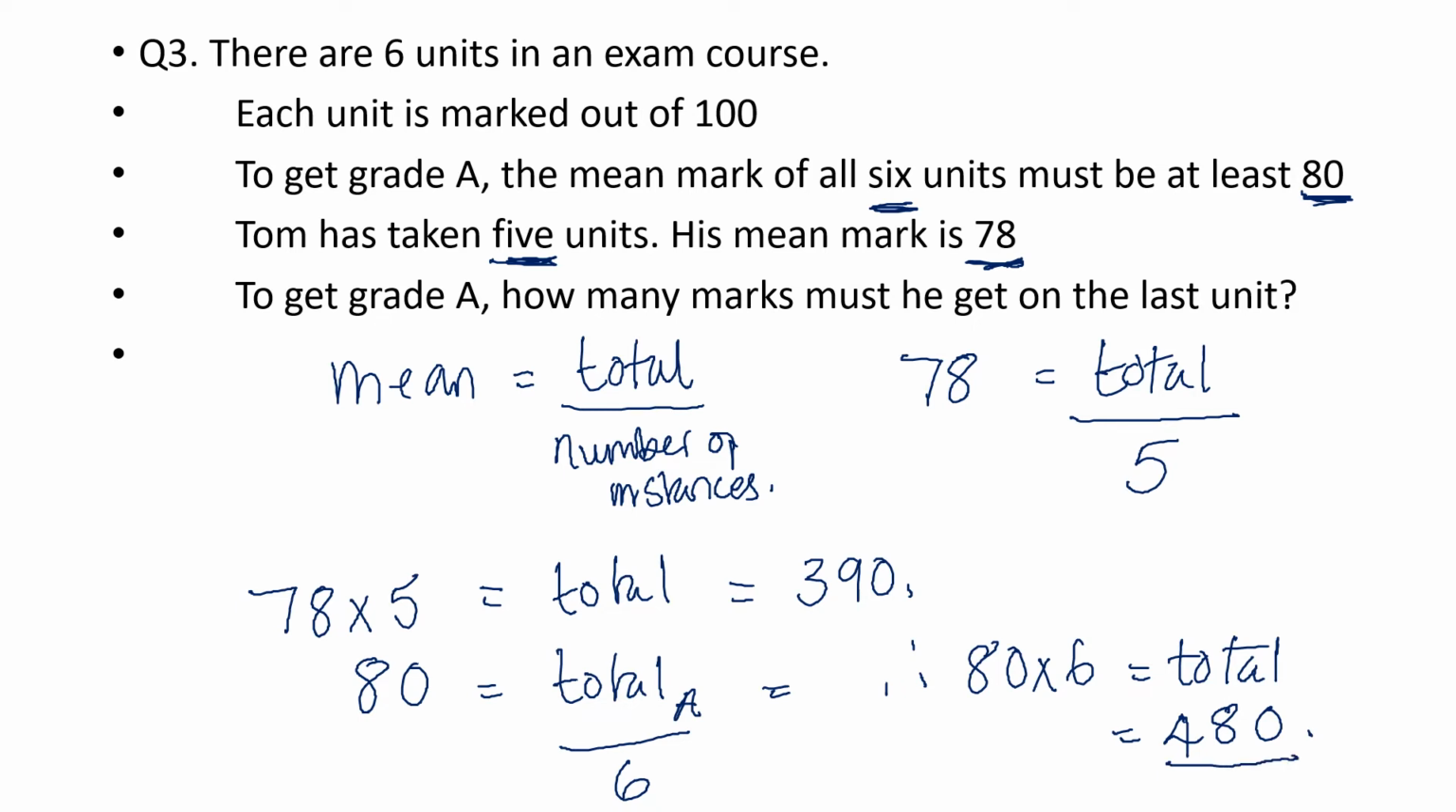So we need 480 marks. We've already got 390 marks. So we're going to find out what the difference is between them, which is equal to 90 marks. So Tom needs another 90 marks to get a grade A.